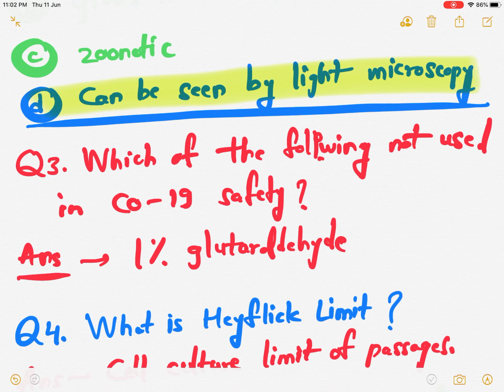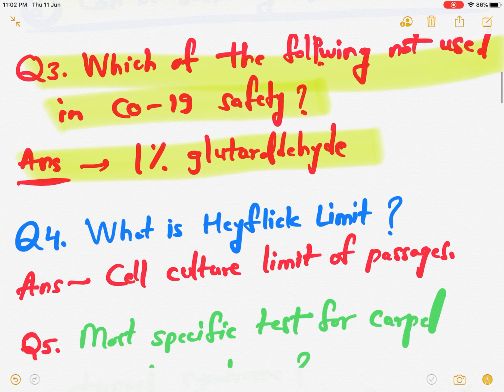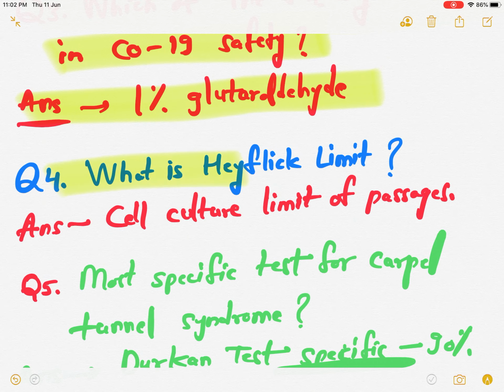Now, which of the following is not used in COVID-19 safety? The answer is 1% aldehyde. Next question is, what is Hayflick's limit? Answer is cell culture limit of passages.